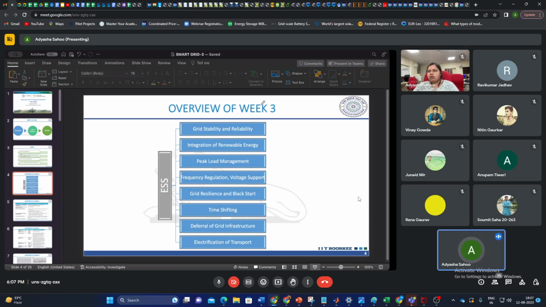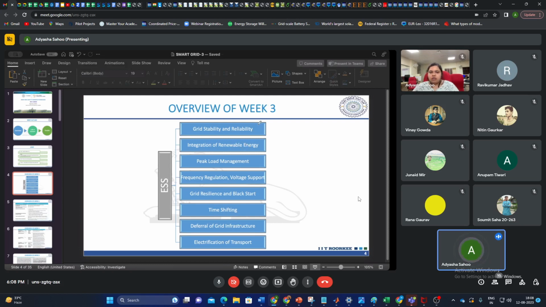So first one is grid stability and reliability. As we know, the share of renewable energy is increasing in our grid. These resources are inherently intermittent in nature because they depend upon natural resources such as wind or sun, and they are not constant in nature. So to handle their intermittencies, energy storage is a must. Energy storage can help us to provide a stable capacity whenever it is required.